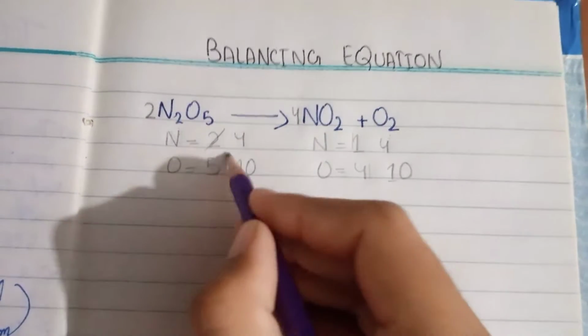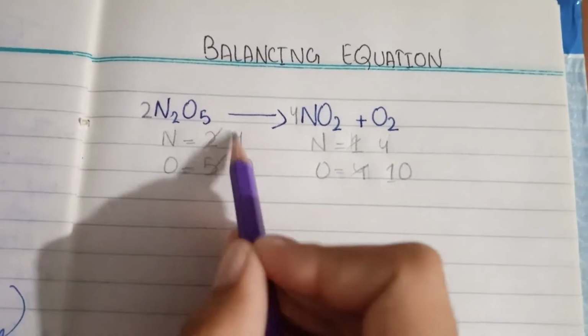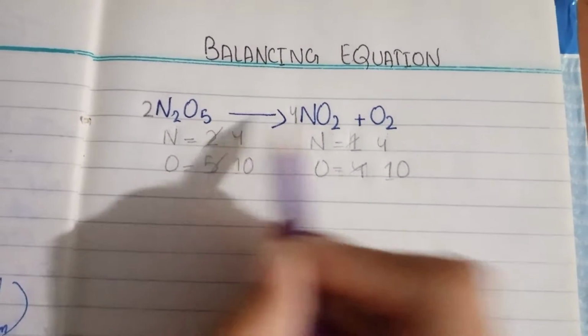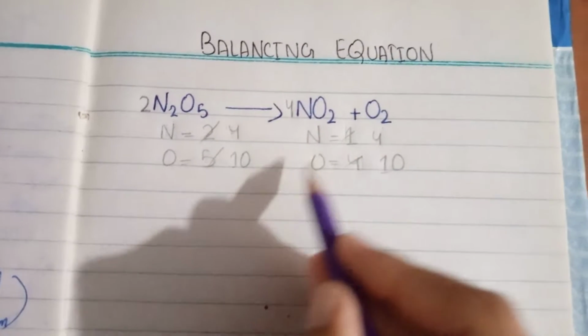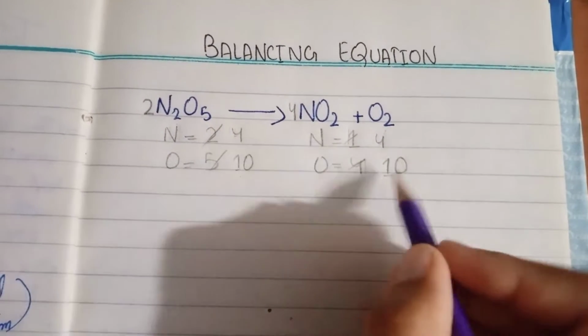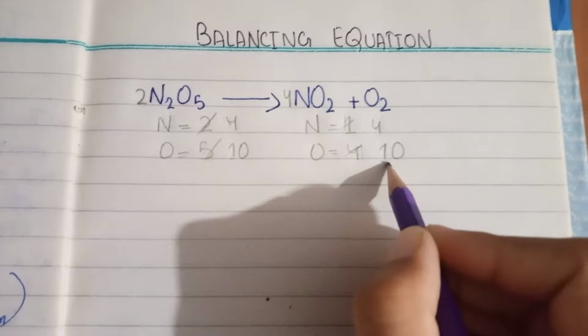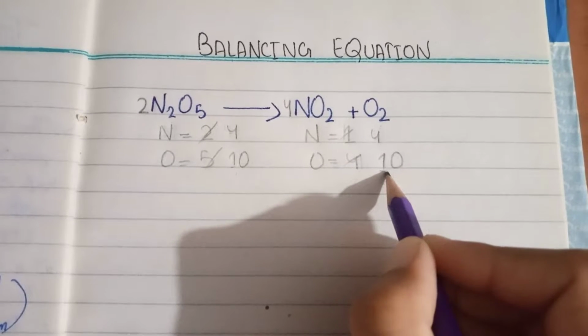So now we have 4 nitrogen over here, same as 4 nitrogen over here. We have 10 oxygen over here, same as 10 oxygen over here. So this means this equation is balanced.